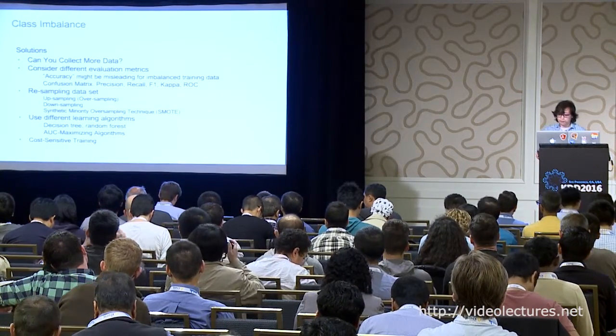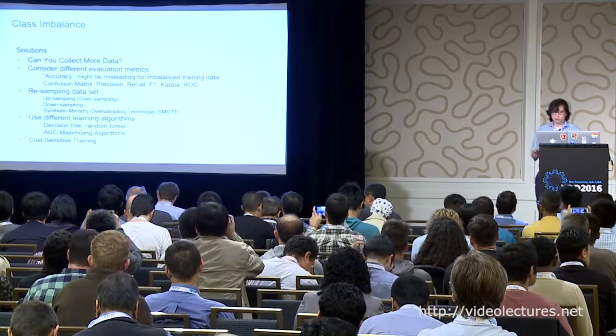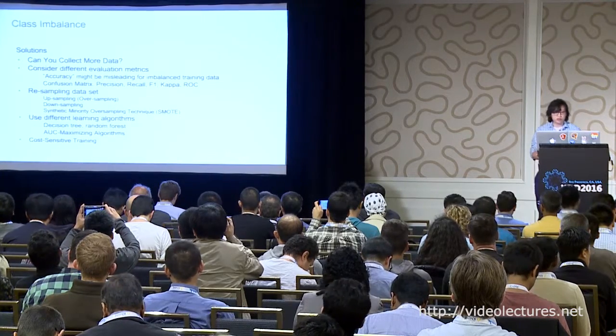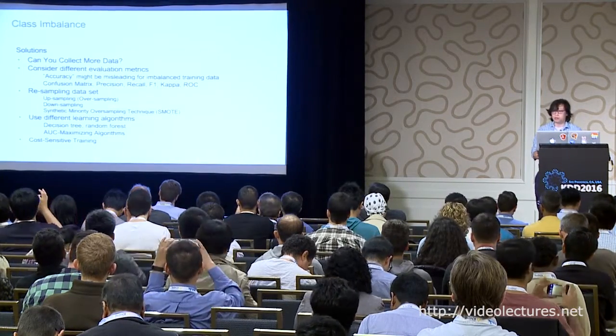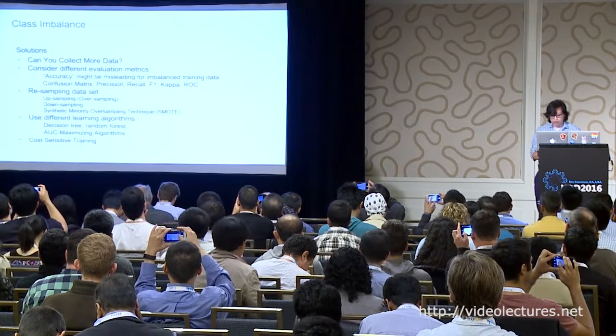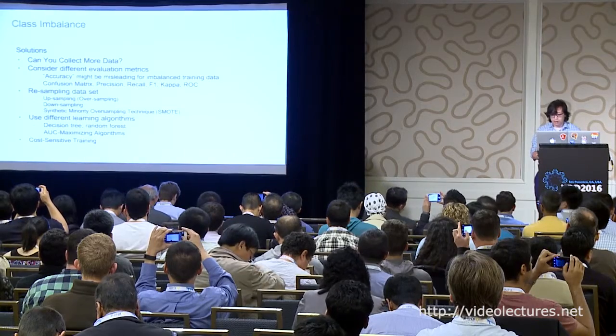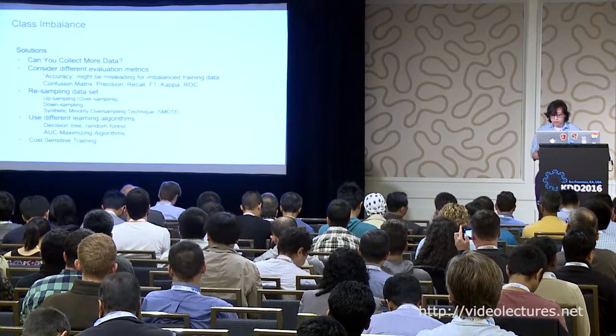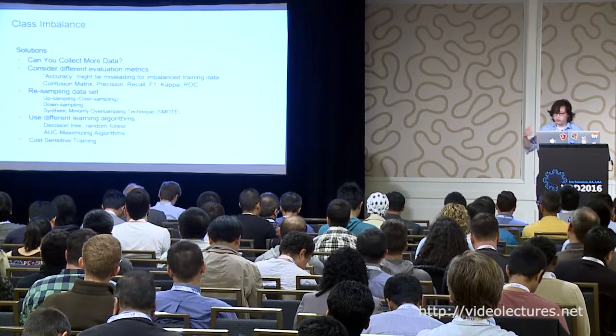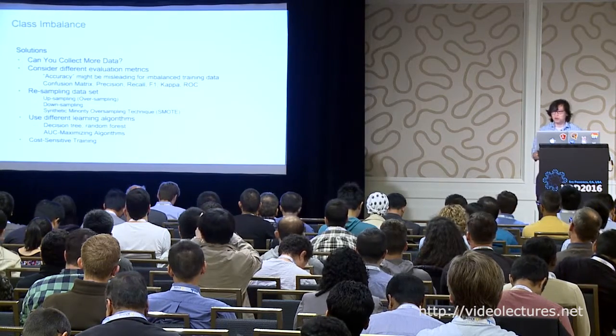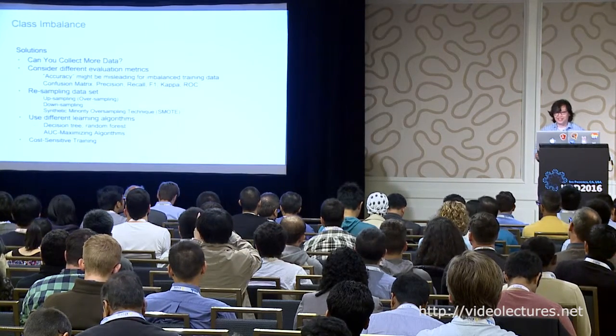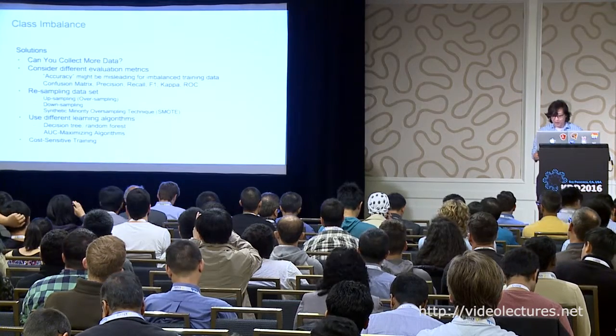As for solutions, the first one is pretty straightforward. You can collect more data, or you can consider different evaluation metrics to understand the performance from a different angle, for example, using ROC. You can also do resampling, upsampling, downsampling, etc. I'm going to run through this quickly because we're approaching the break.